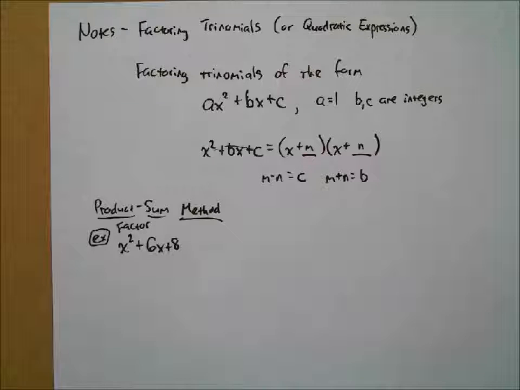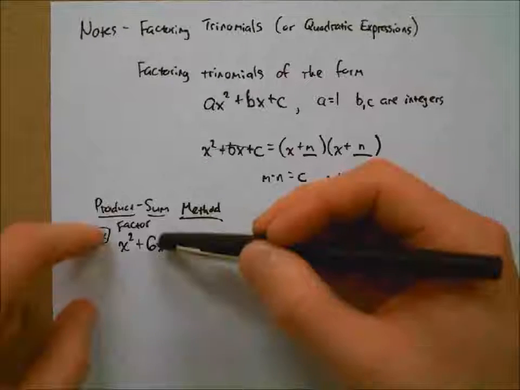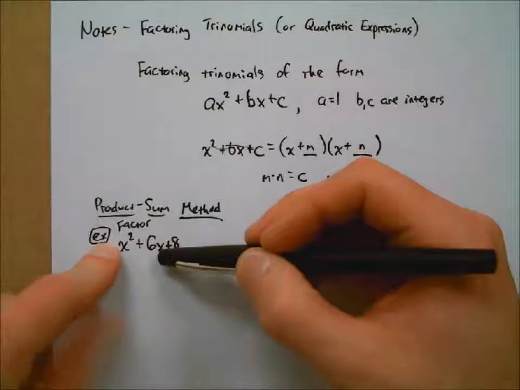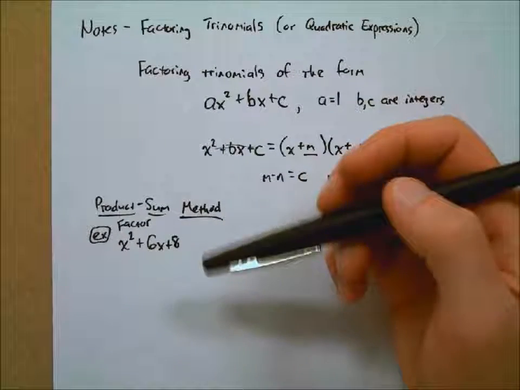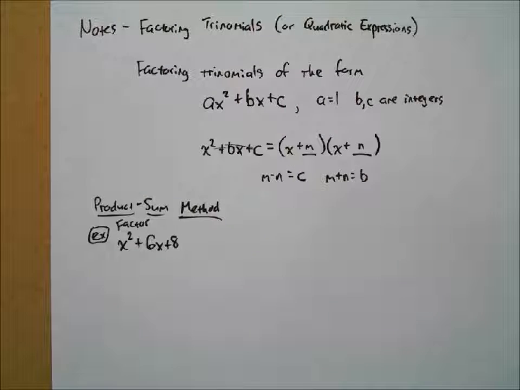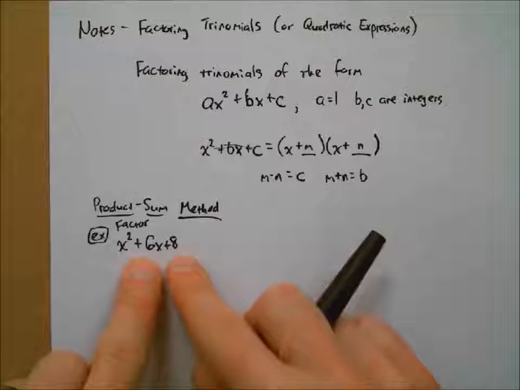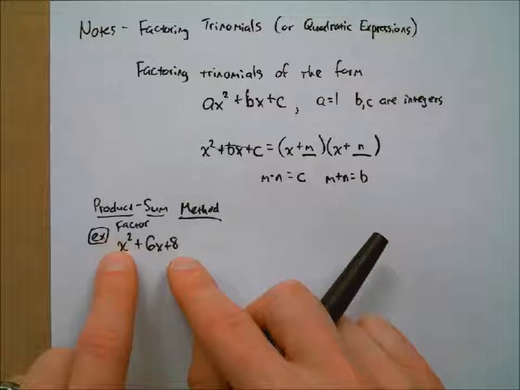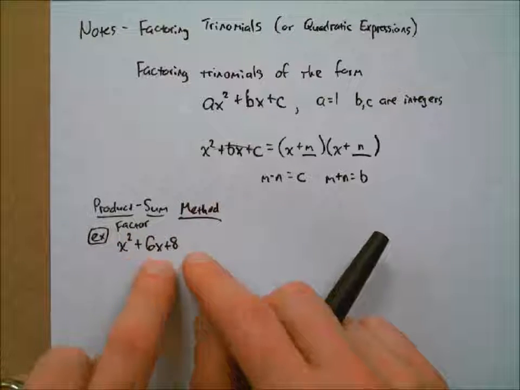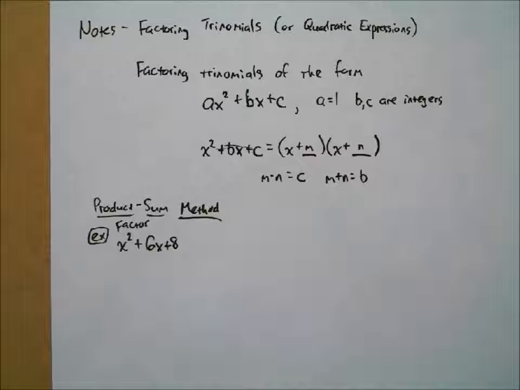Could we factor this by grouping? Is this a good candidate for grouping? Not really. We could group together the first two and take an x out of that, but then we would have x times x plus 6 and then a plus 8 on the outside, and then we don't have two common factors to then factor out again. We could group the 6x plus the 8 and factor out 2 from each of those. But then again, we'd have x squared plus 2 and then parentheses 3x plus 4. It just doesn't quite work out right there.